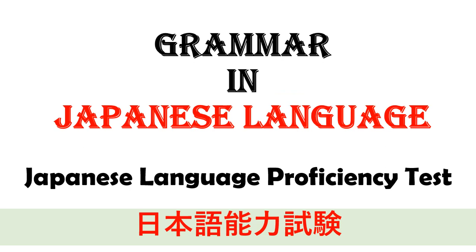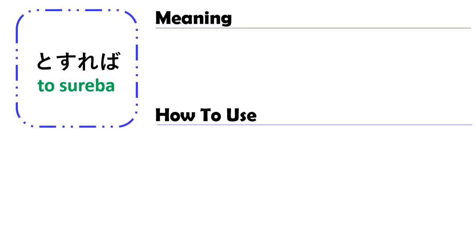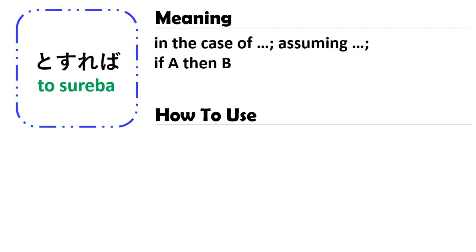Today we are going to learn about the grammar in Japanese language, for the Japanese Language Proficiency Test, or we say in Japanese, 日本語能力試験19. The grammar that we are going to learn today is とすれば. The grammar of とすれば has the meaning of "in the case of," "assuming," or "if A then B."